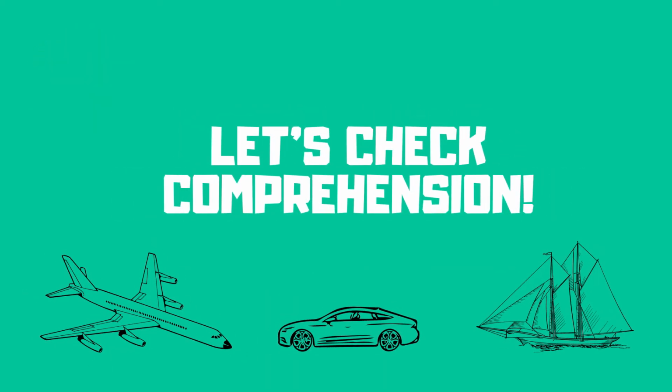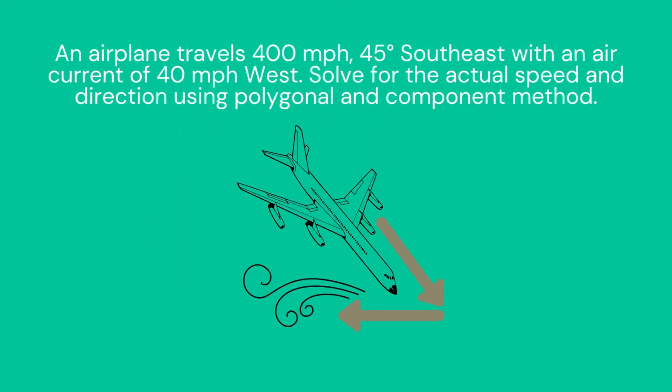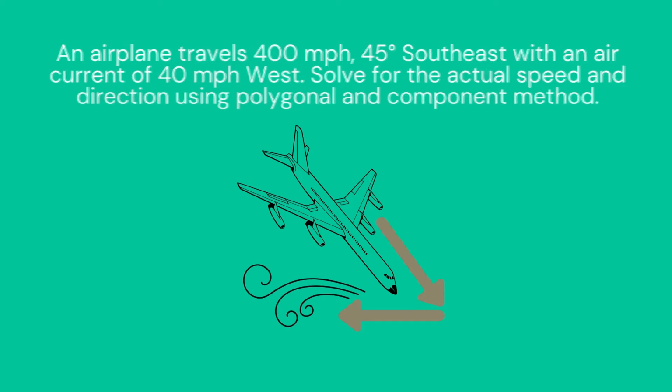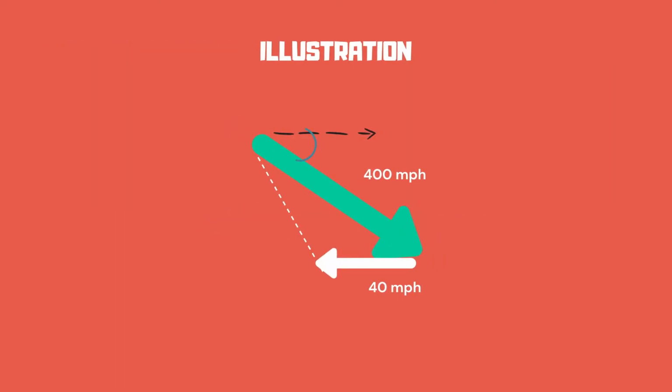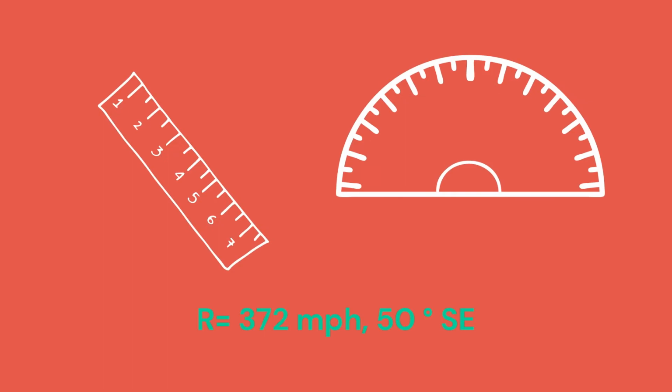Let's check comprehension. An airplane travels 400 miles per hour 45 degrees southeast with an air current of 40 miles per hour west. Solve for the actual speed and direction using polygonal and component method. In polygonal method, we must always consider a scale, so we establish a scale of 40 miles per hour is equal to 1 centimeter. In polygonal method, we draw the lines continuously. To solve for the resultant and the angle, we must have a ruler and a protractor and come up with 372 miles per hour and 50 degrees southeast.